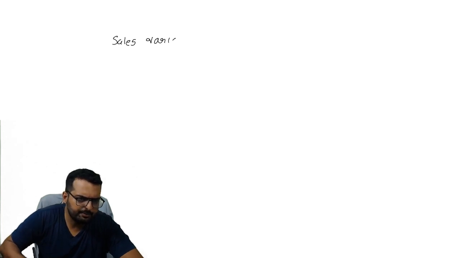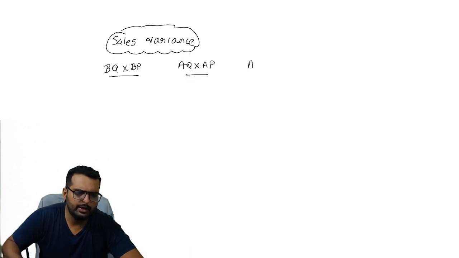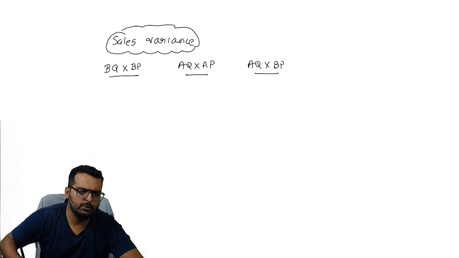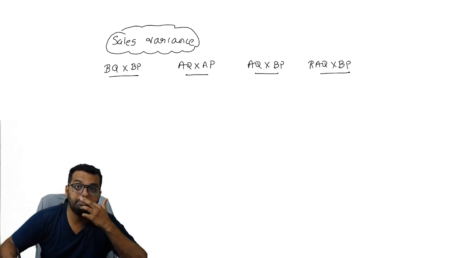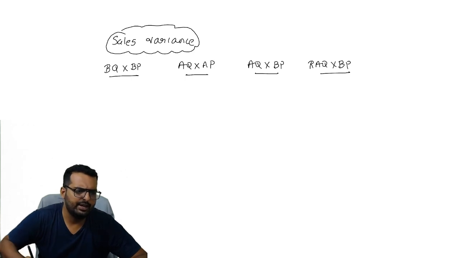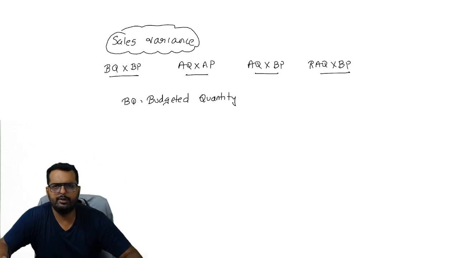Last one, sales variance. This one is easy now, friends. The main tough area was fixed overhead variance. The table format is BQ into BP, AQ into AP, AQ into BP, RAQ into BP. All right. So now tell me, friends, BQ means what? Budgeted quantity. Everyone tell me.